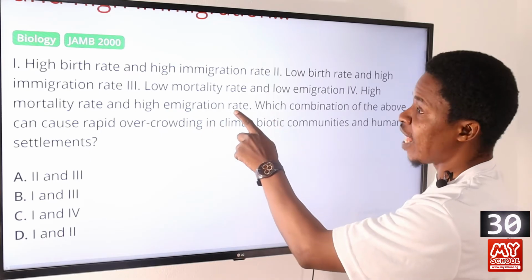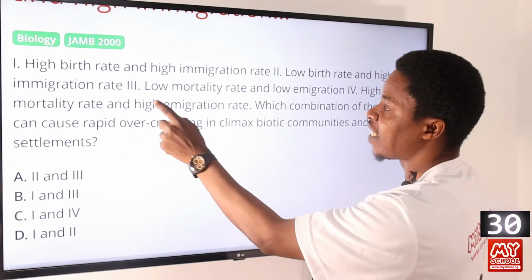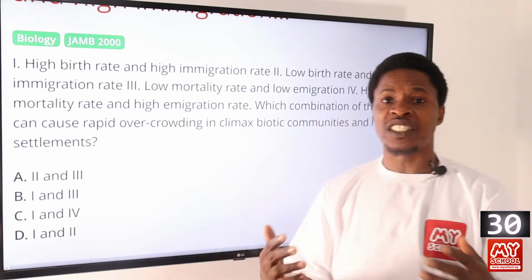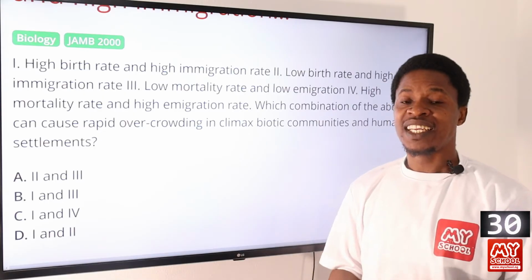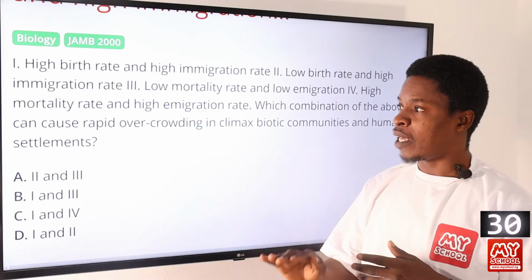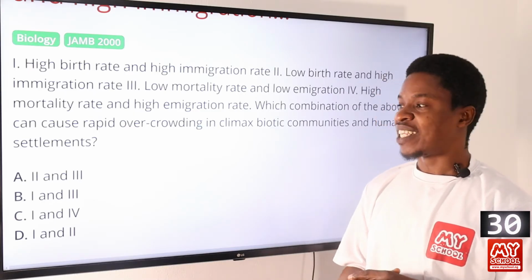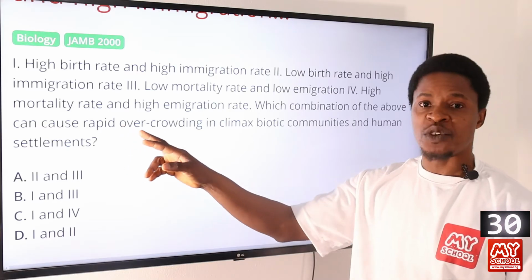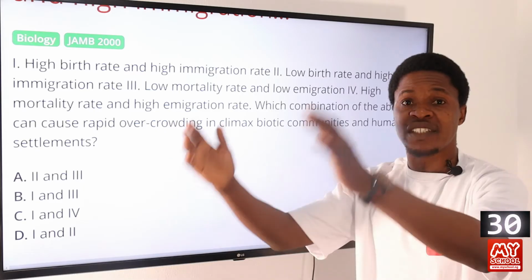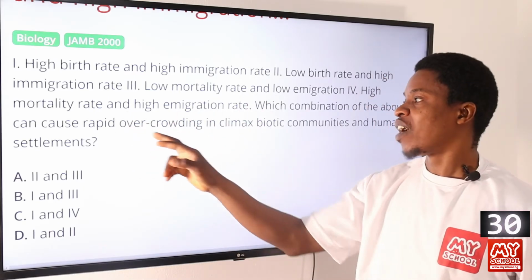And then the last one is IV. IV is high mortality rate and high emigration rate. Of course, with high mortality rate, if the number of organisms that are dying is on the increase, definitely the number of organisms in that place is going to reduce. So that will not cause a rapid overcrowding. Then high emigration rate, the number of organisms going out increases, that is not going to help or cause a rapid overcrowding in the climate.